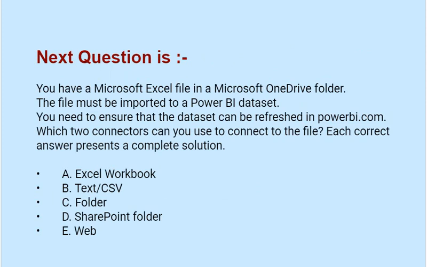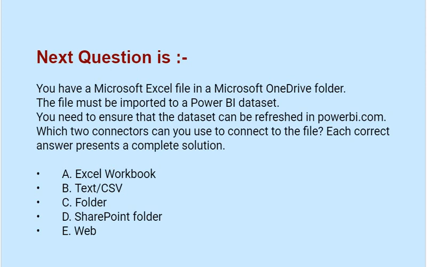Our question is, you have a Microsoft Excel file in a Microsoft OneDrive folder. The file must be imported to a Power BI dataset. You need to ensure that the dataset can be refreshed in powerbi.com. Which two connectors can you use to connect to the file? Each correct answer presents a complete solution.